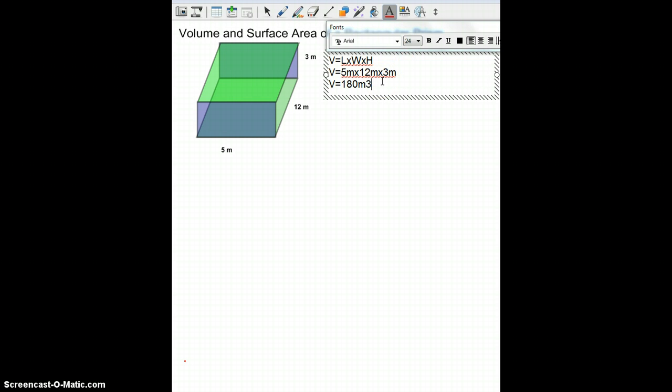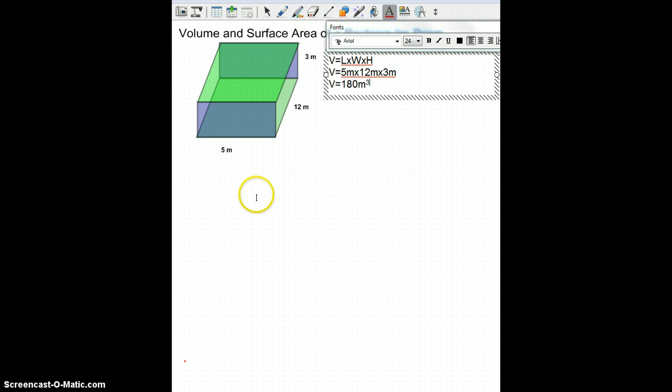And the reason for that, just a second here. Okay, yes, it has to be meters cubed. And the reason for that is you've got 1 meter here, and you're multiplying by a second meter, and then by a third meter. This is 3-dimensional, and we end up with 180 meters cubed.